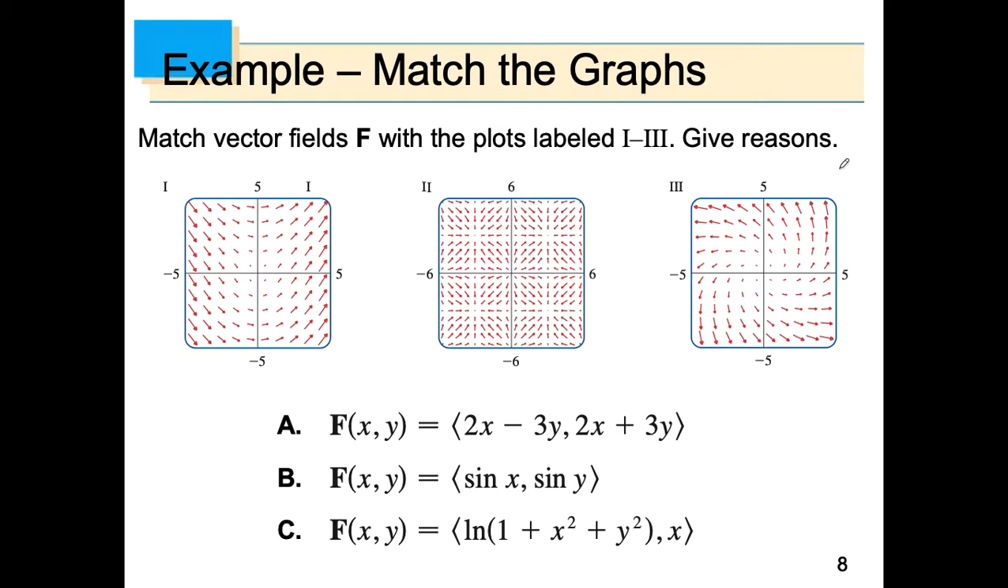Okay, part B now. Which one is a good graph for part B? Well, part B has sine x, sine y. This choice for part B corresponds to graph 2. And there's one obvious way to notice how this is true.